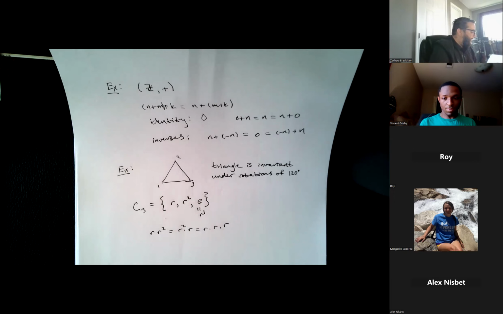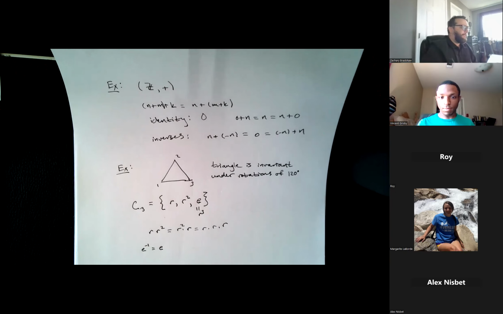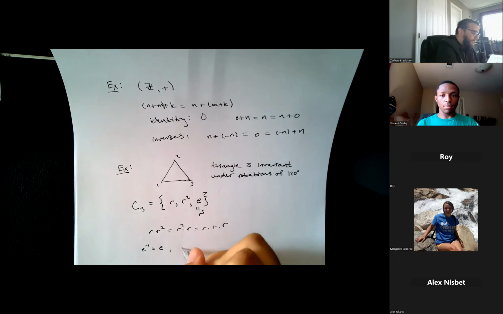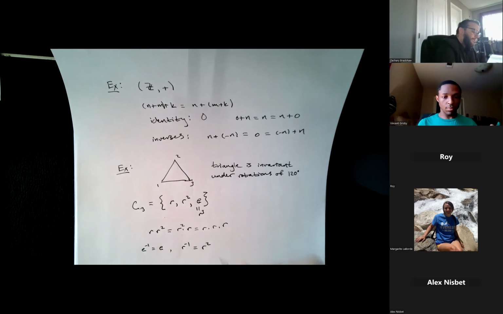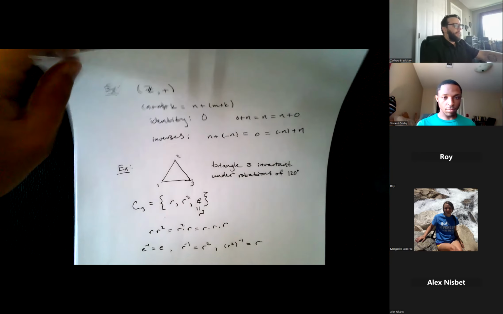Right? And then the inverses, well, we can just list them all out. So the inverse of doing nothing is doing nothing. How do I get to the identity from the identity? Well, I just multiply by the identity again. The inverse of R is R squared because R times R squared is R cubed, which is the identity. And then the inverse of R squared is just R, because again, R squared times R is R cubed, which is the identity. So indeed, this thing is a group.